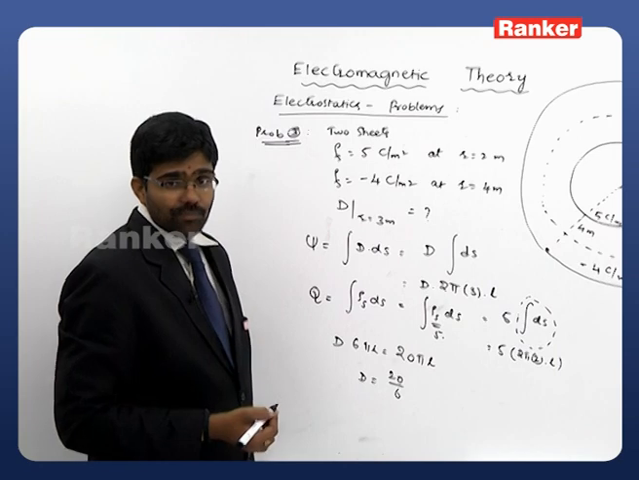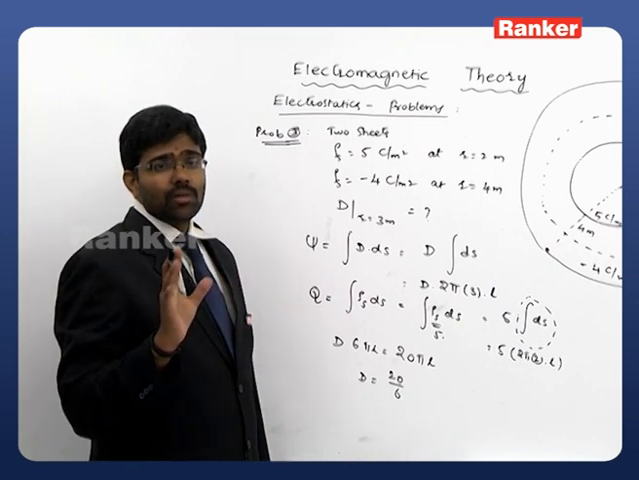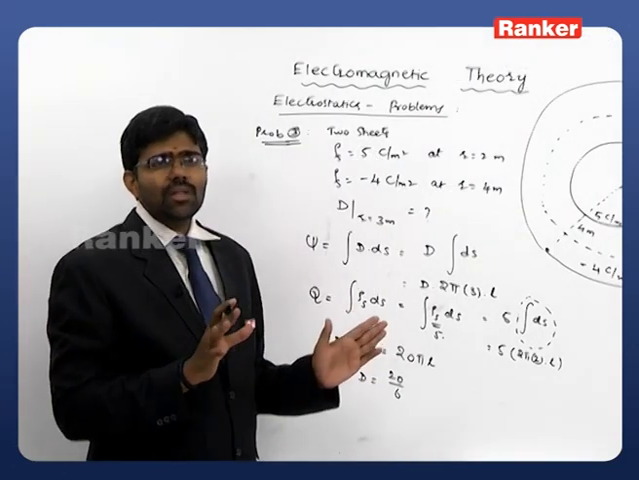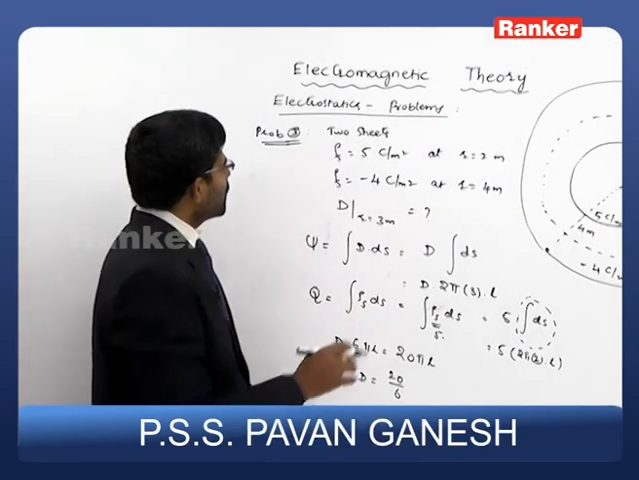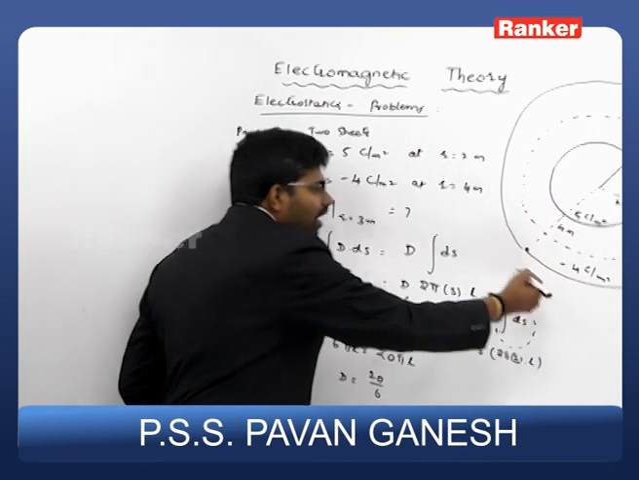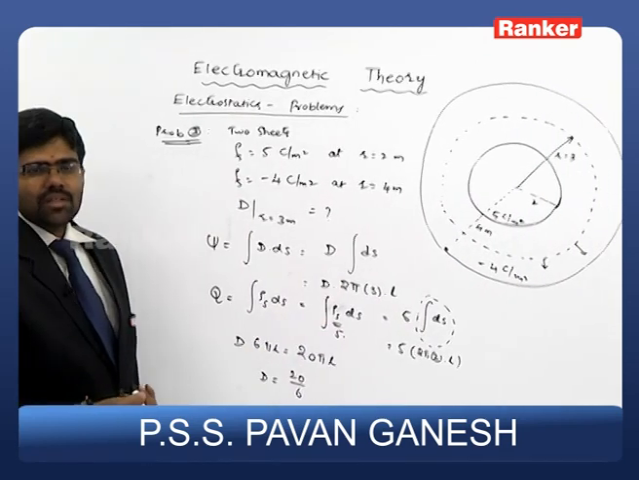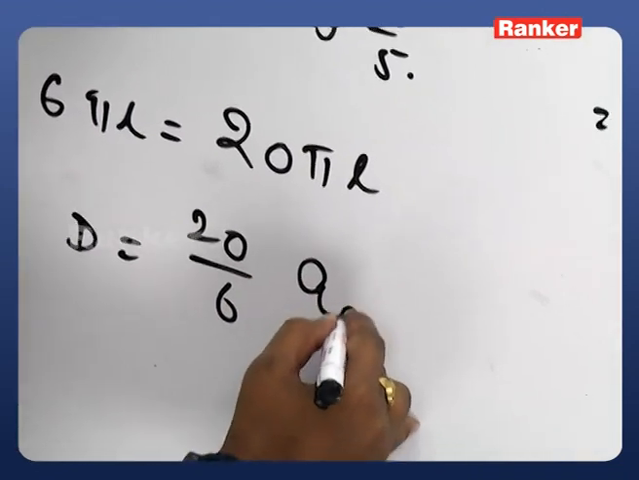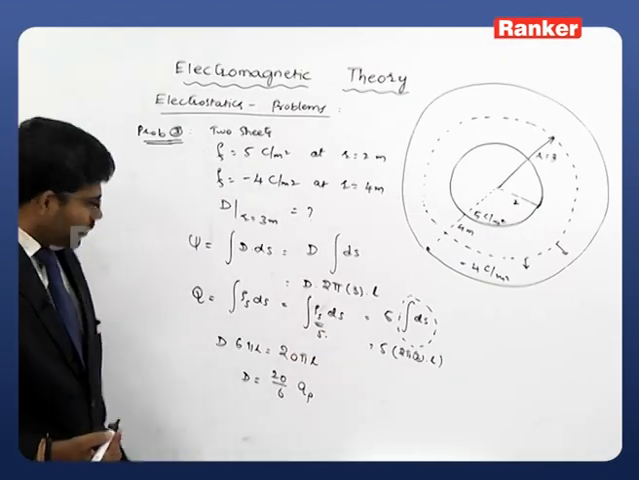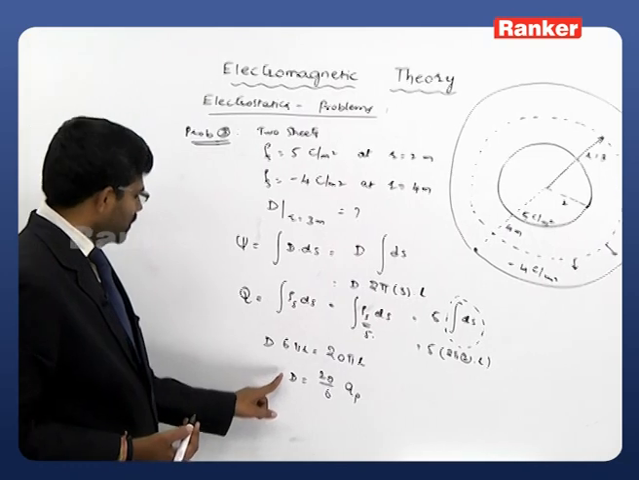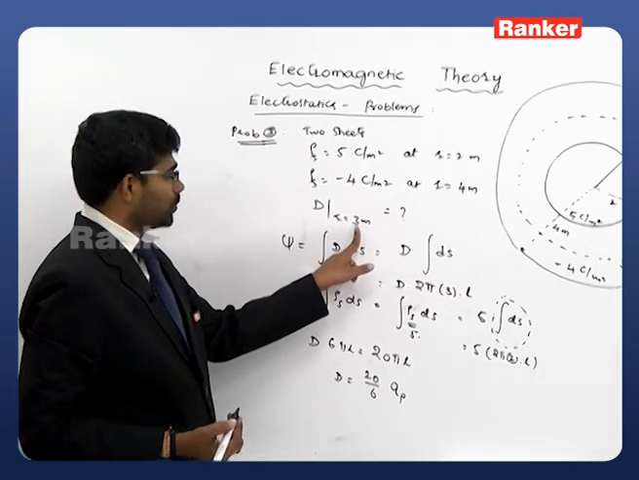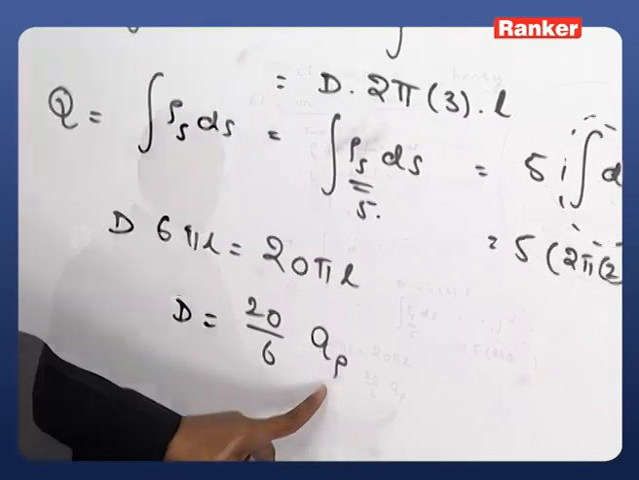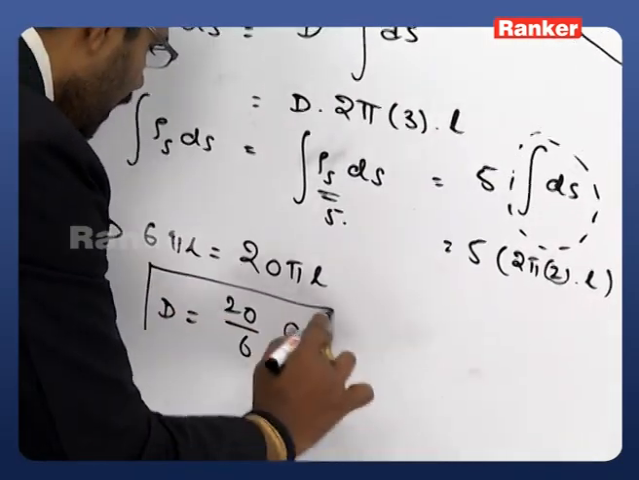But what is the direction? So don't forget to write down the direction, because this D is a vector quantity. Always we are supposed to write down the direction of that one. What is the direction of our D? Always radially outwards. Since D is radially outwards, just add the direction a rho. So therefore the total flux density at rho equals 3 meter, we have calculated as 20 by 6 in the direction of a rho. This is the answer.